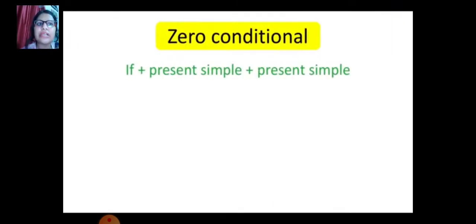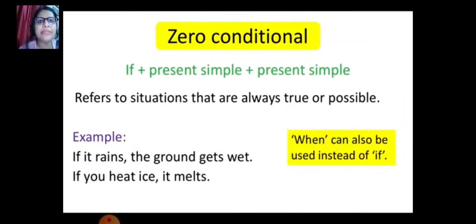And when you talk about conditional sentences, students, I request you to note it down in your fair copies also. This is the structure: if plus present simple plus present simple. It means your first half of the sentence should be in the present simple, and the second half also in the present simple tense. Then it will be called a zero conditional. Let's see an example. It refers to a situation that is always true or possible. Example: if it rains, the ground gets wet. If you heat ice, it melts.